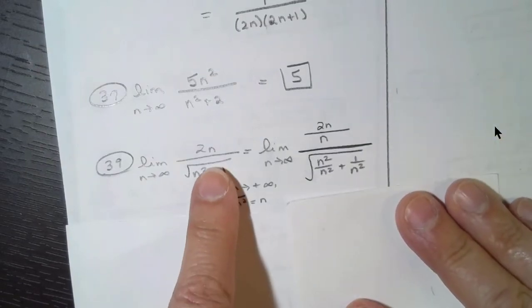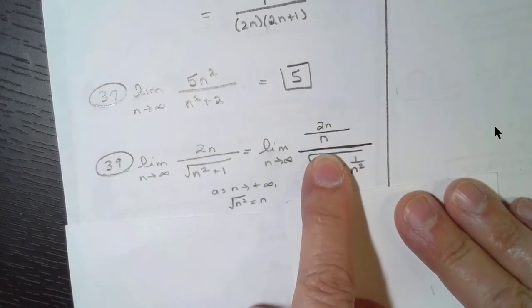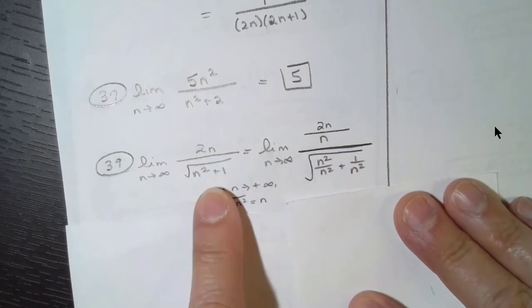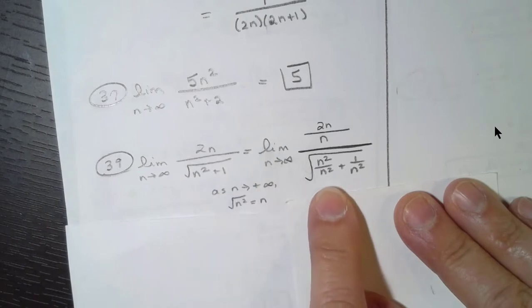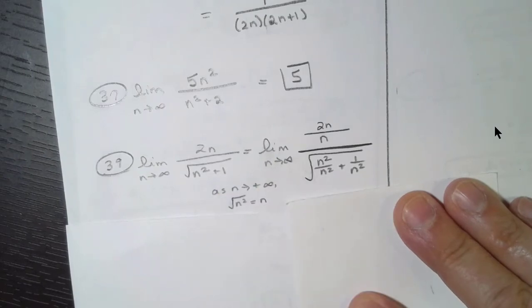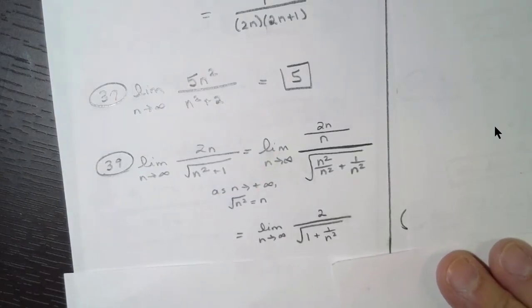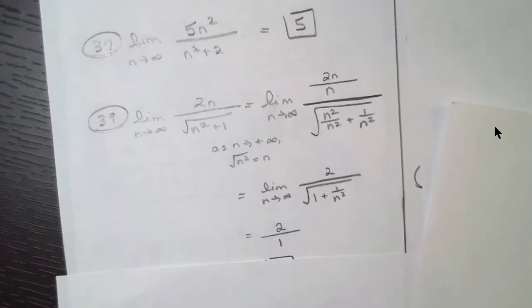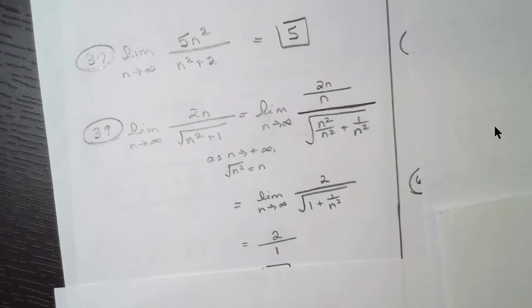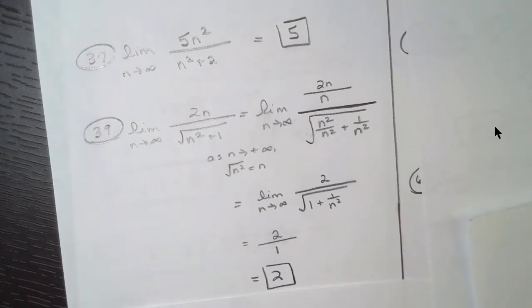So this becomes 2n divided by n. Under the radical, I'm going to divide every term under the radical by n squared. We can simplify this, and we can see that as we go to infinity, we go to 2 over 1, because this term would go to 0, which is 2.